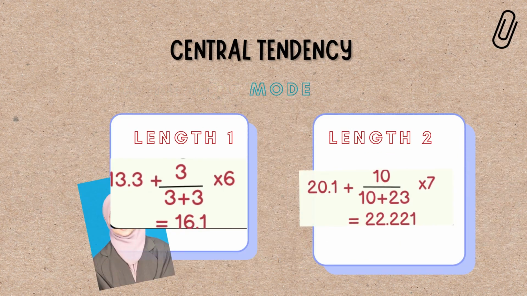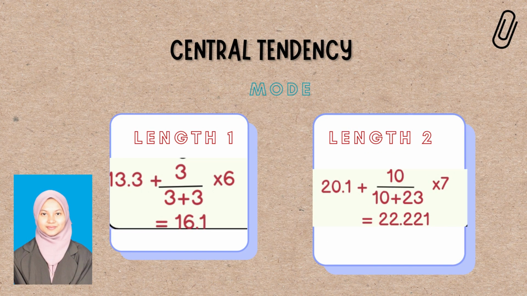And the mode formula is the lower limit of the modal class plus the frequency of the modal class minus the frequency of the class preceding the modal class, divided by twice the modal frequency minus the neighbouring frequencies, multiplied by the size of the class interval. For line 1 it is 30.3 plus 3 divided by 3 plus 3 multiplied by 6, and the answer is 16.1, while for line 2 it is 20.1 plus 10 divided by 10 plus 23 multiplied by 7 and we get 22.221.